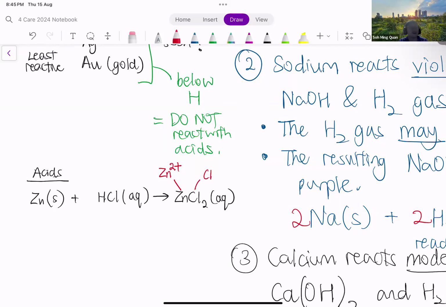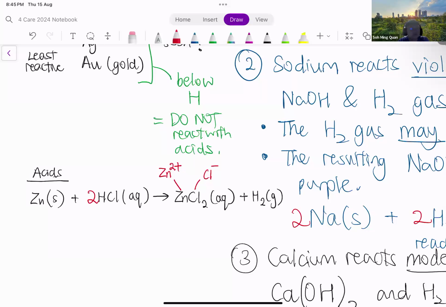Cl has 7 valence electrons. It gains 1 valence electron, so it's Cl minus. So to balance out the positive and negative charge, the formula must be ZnCl2, where you have 2 Cl minus bonded to 1 zinc ion. And it forms hydrogen. To balance the equation, we add a 2 in front of the HCl.